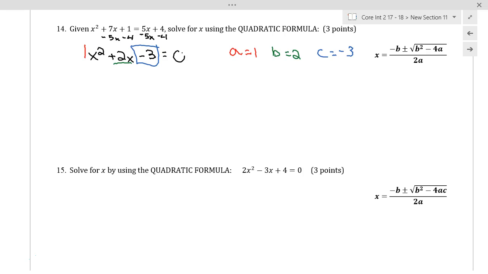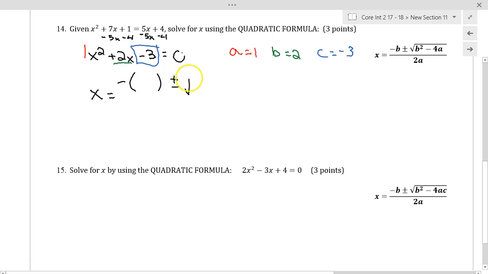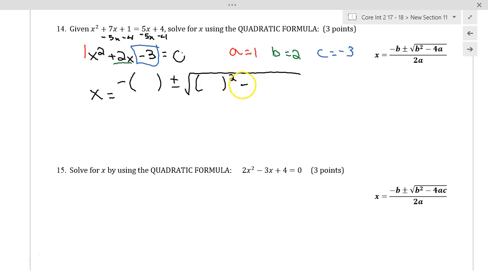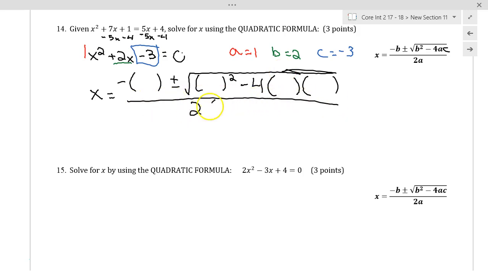Next step, we're going to plug it into the formula. So I'm going to take my formula, x equals the opposite of b, plus or minus the square root of b squared, minus 4a... 4 times a, c is also another set of parentheses, all over 2 times a.